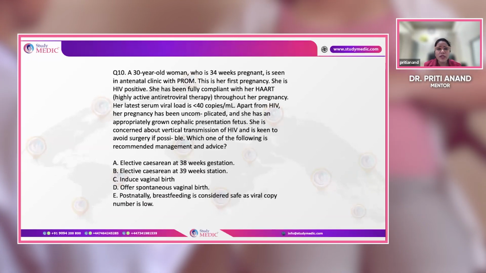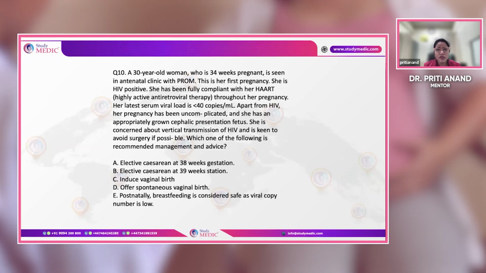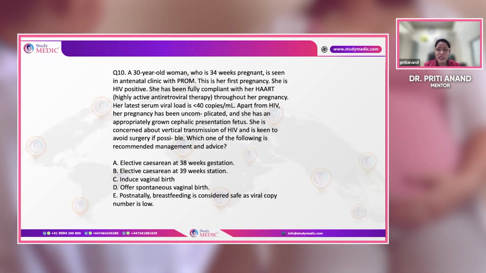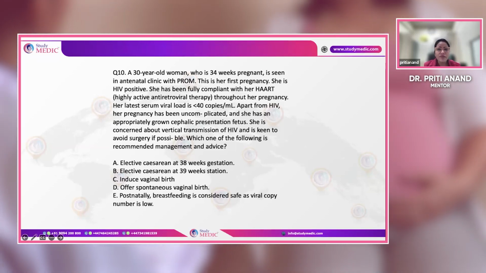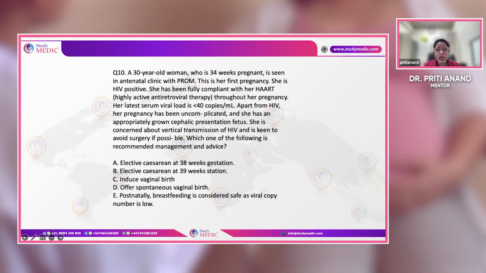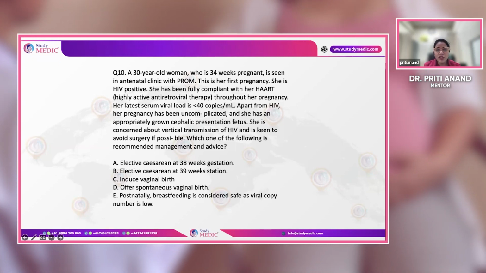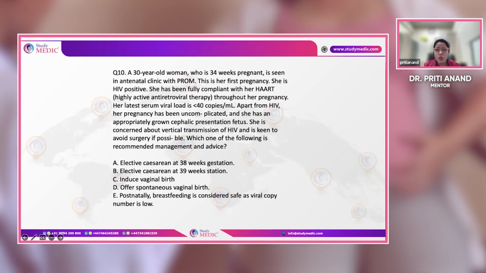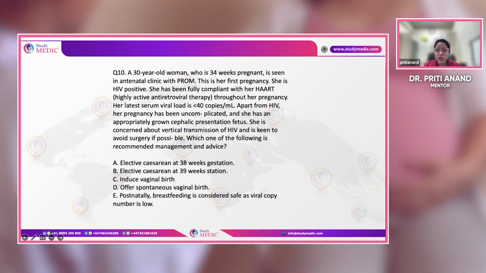A 30-year-old, 34 weeks pregnant, is seen in the antenatal clinic with PROM. She is HIV positive on HAART therapy. Viral load is less than 40. The baby is in cephalic presentation, and she is concerned about vertical transmission of HIV to the baby. She is keen to avoid surgery if possible. Which of the following is recommended?